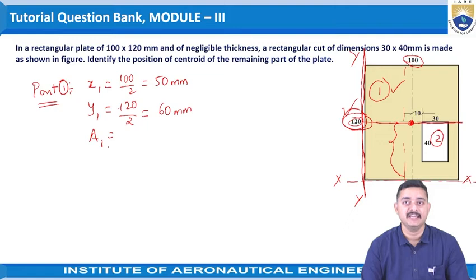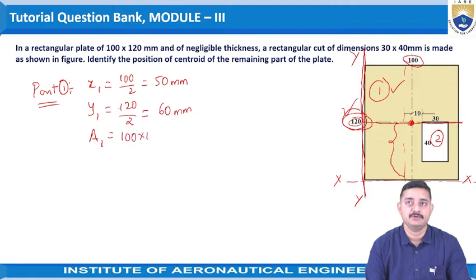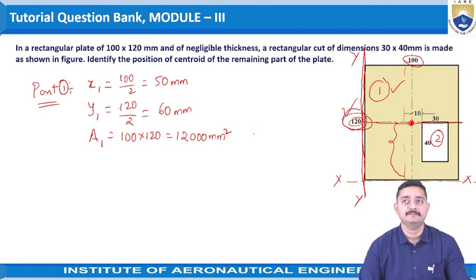Now coming to a1, the area of this rectangle, that is length into breadth. So we can take it as 100 into 120 mm, which is 12,000 millimeters square. This is regarding part 1's details.